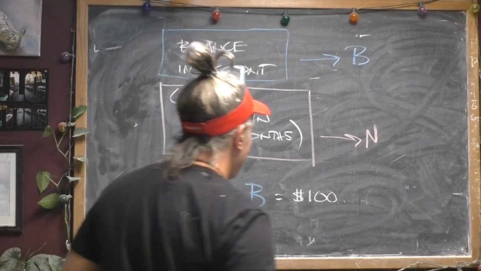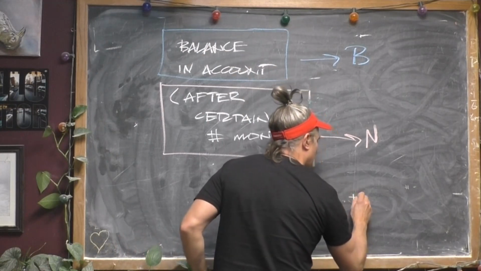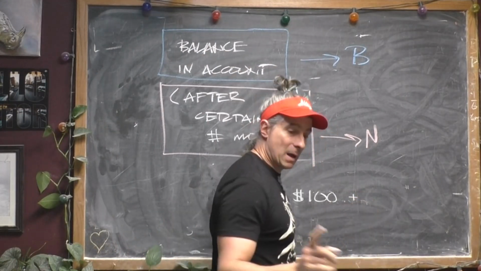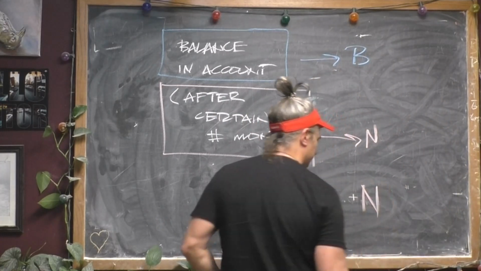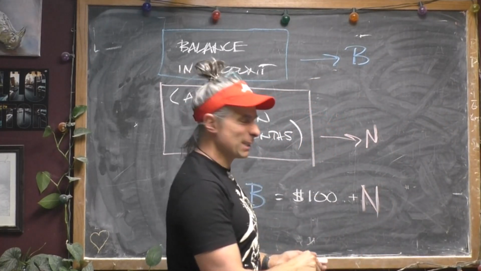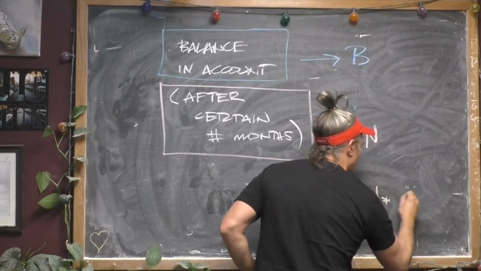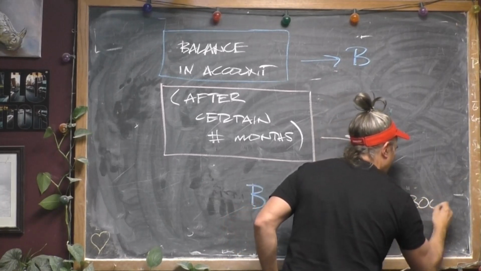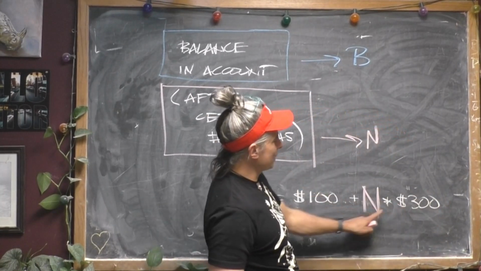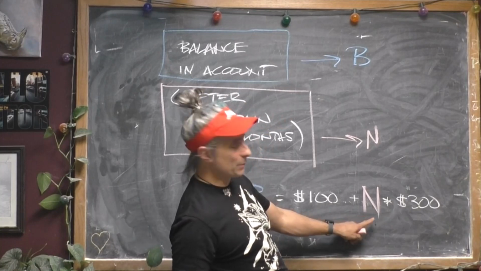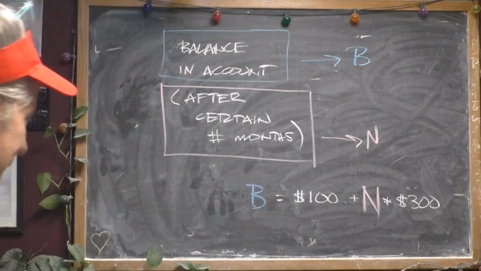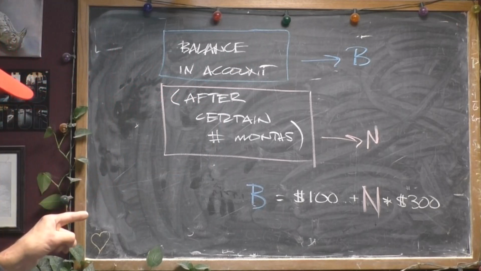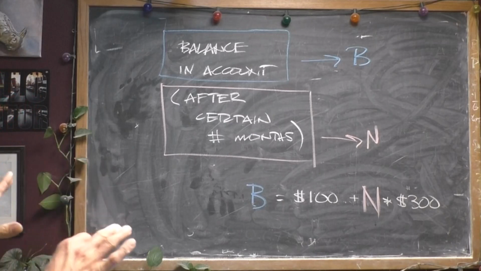Each month, plus each month, he's going to add $300. So if you add $300 N times, you've got N times 300. And that, my dear friends, I think is a pretty good equation that describes what's going on in this guy's bank account. Now, you may have written it a different way.